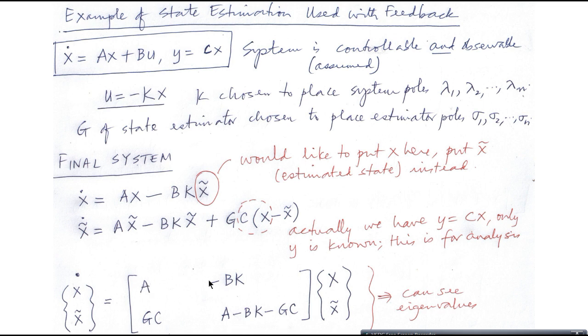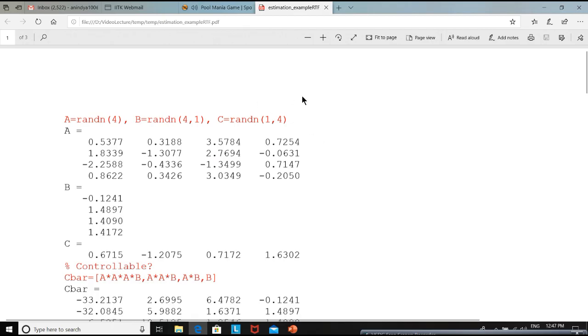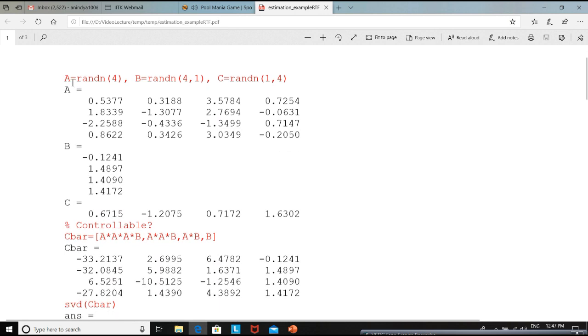If we think of x and x tilde as being our extended state vector, then the coefficient matrix for this system you should verify is this thing here. So there is an A, that's a block matrix n by n, minus bk block matrix, gc is a block matrix, and A minus bk minus gc. And then we have to see the eigenvalues of this matrix, and if our theory is right, then n of them are going to be these, those are the closed loop system poles, and n more of them are going to be these, which are the observer poles.